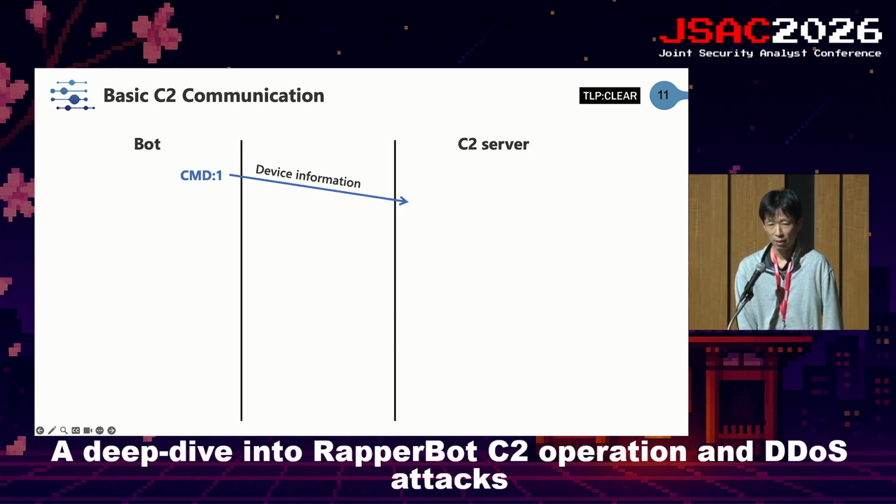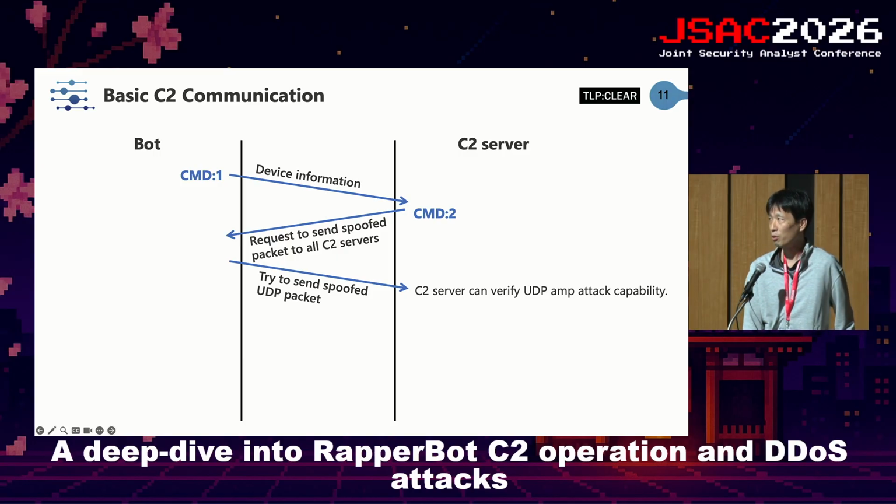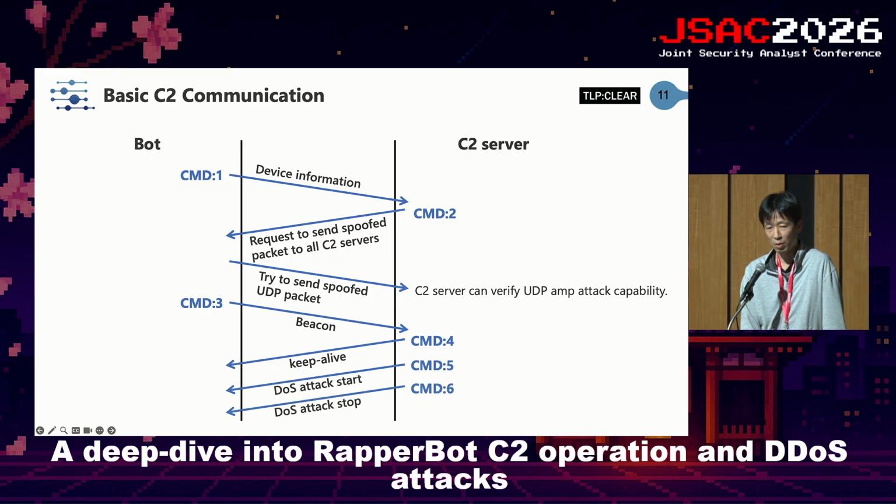As command 1 is sent, command 2 is returned. This is a command to demand sending the proof packets to all the C2 servers. So the bot tries to send the spoofed packets, which becomes impossible under the NAT environment. Therefore, C2 can understand whether the UDP AMP is attackable. Command 3 and Command 4 are beacon and keep alive. Command 5 and 6 are DoS attack start and stop.